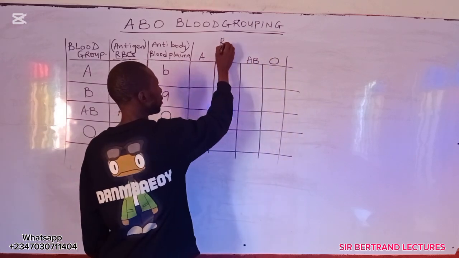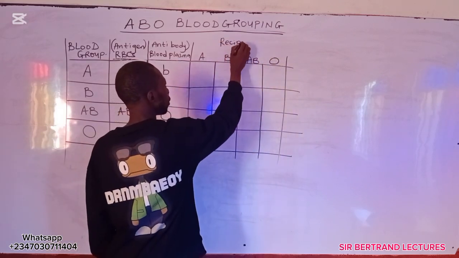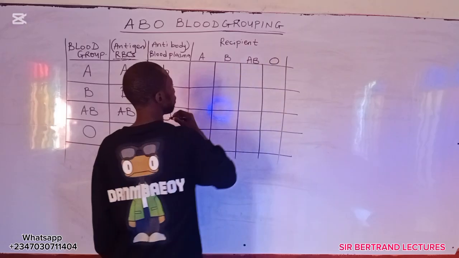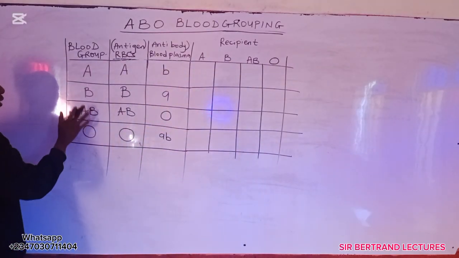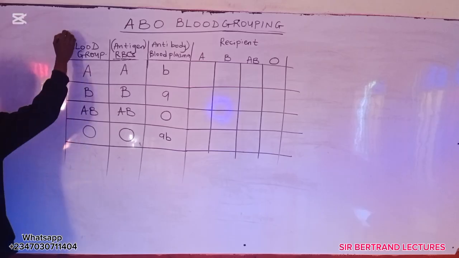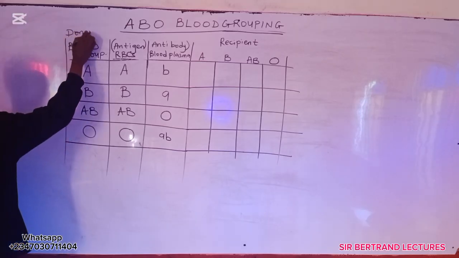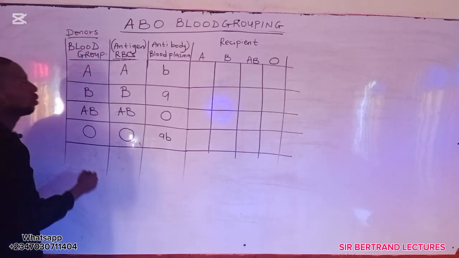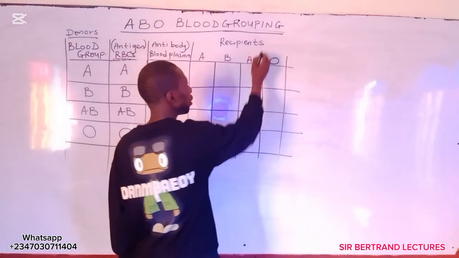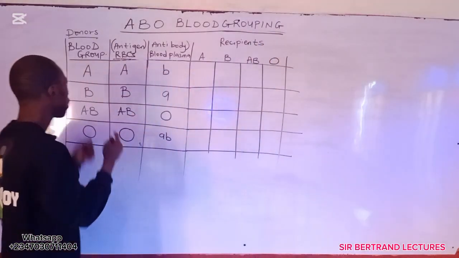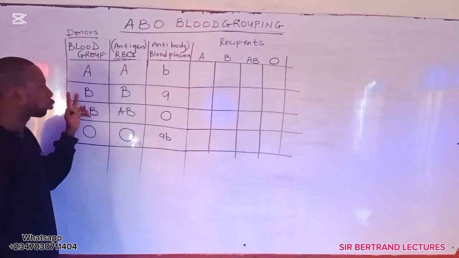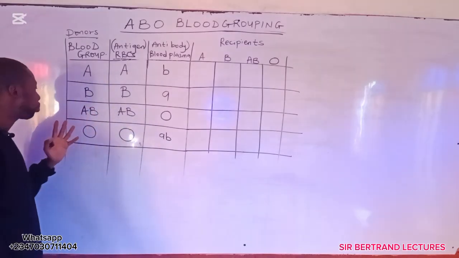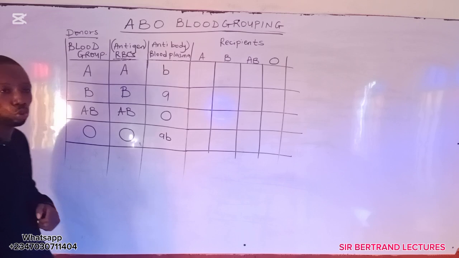These are the recipients. These are the recipients. Okay? And this group here are the donors. These are the donors. Let me write it here. The donors. Recipients and donors. This is donor with blood group A, donor with blood group B, donor with blood group AB, then donor with blood group O.